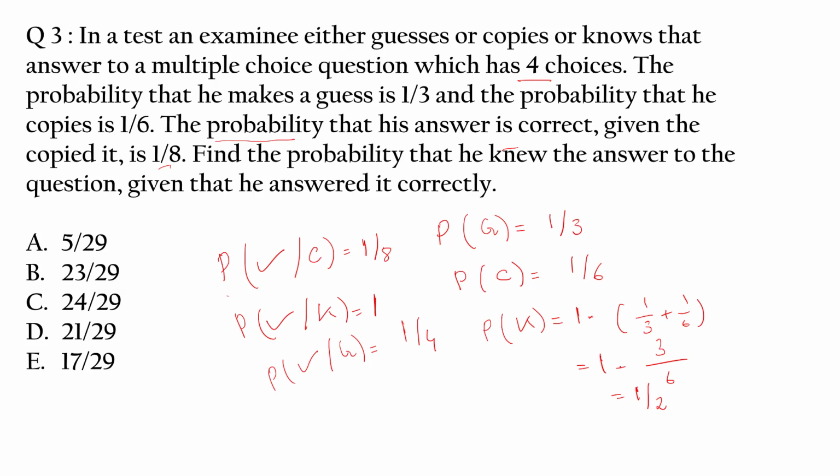Now the question says to find the probability that he knew the answer to the question given that he answered it correctly. Now this is a simple application of Bayes theorem, which will be the probability that he answered it correctly given that he knew it into the probability that he knew it.